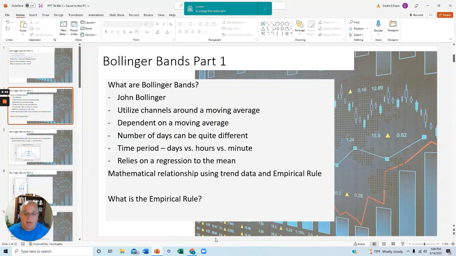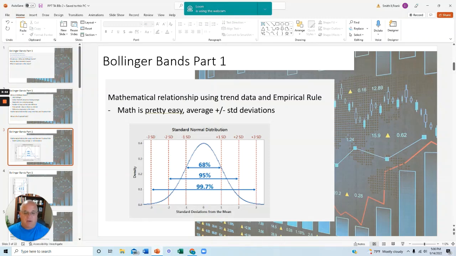We'll talk about that. It is a mathematical relationship using trend data and something called the empirical rule, normal distribution. So what is the empirical rule? You've seen it when you're in school, so don't fall asleep on me here. We're talking about statistics, but basically it is a mathematical relationship that talks about a standard deviation over a period of time. And when you look at observations within a normal distribution, which is what the empirical rule is based on, about 68% of them fall plus or minus 1 standard deviation, 95 plus or minus 2, and 99.7 plus or minus 3.